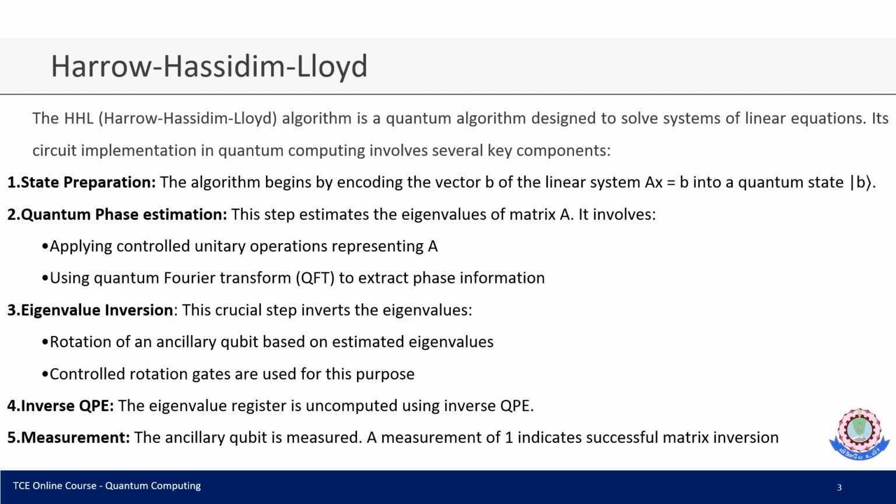The fourth one is inverse QPE. The eigenvalue register is uncomputed using the inverse of QPE. And the fifth one is measurement. We are going to measure the qubits. A measurement of 1 indicates successful matrix inversion.